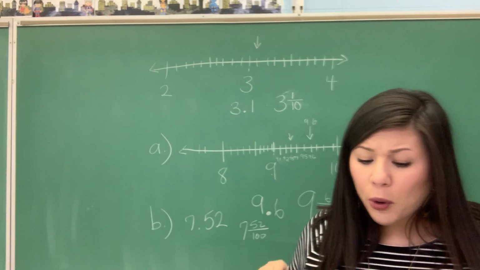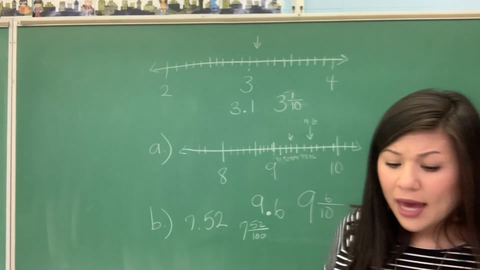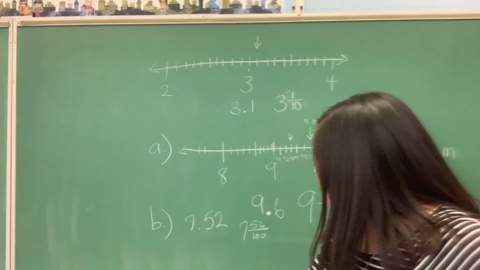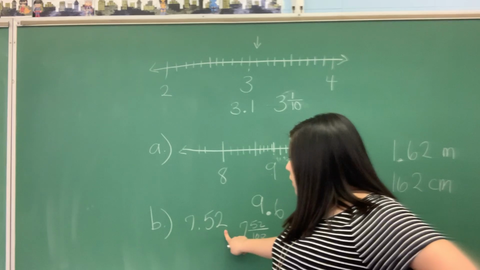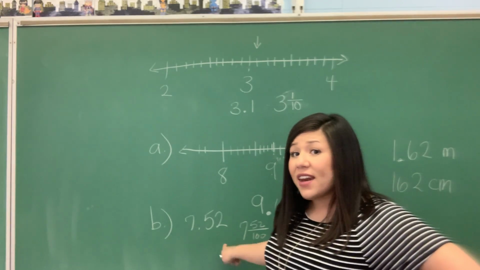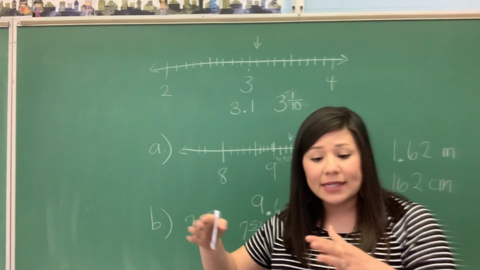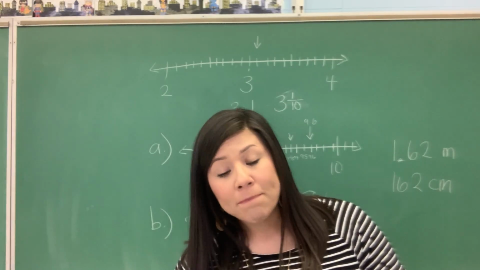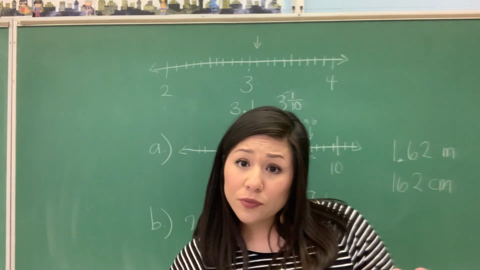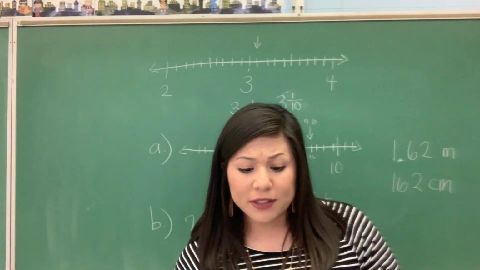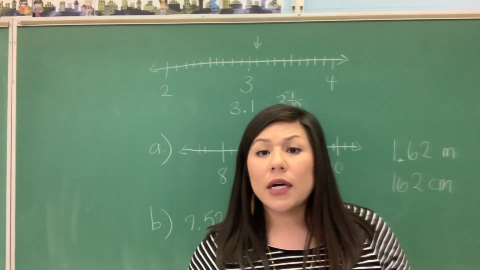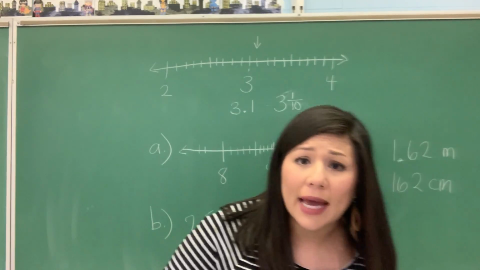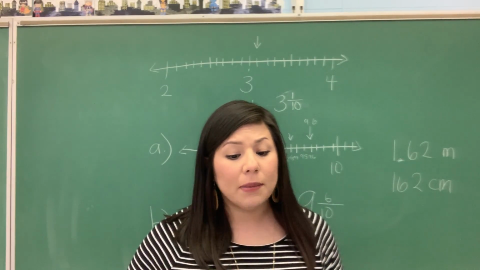Round 7.52 to the nearest tenth. Again, here I have 7.52. This is closer to 7.50 than it is to 7.60. Do you see how example 2 is actually going by 7.5, 7.6, 7.7, and so on? Okay, so that's how we round those numbers. If the digit is 4 or less, it's going to stay the same. But if it's 5 or more, then it's going to be rounded up.